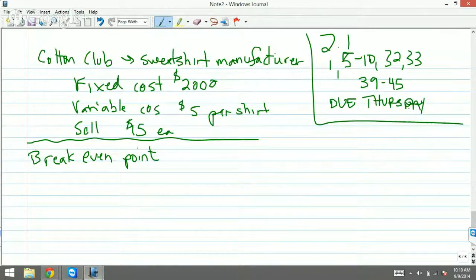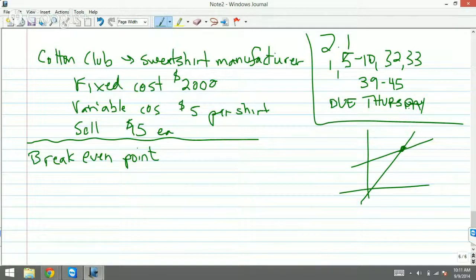So obviously they have to spend money before they make money, right? So they've spent $2,000 plus $5 for each one they produce. They're making $15 profit starting at zero. So at some point they're going to cross that break-even point. It'll look something like this. At some number of sweatshirts, they will break even at $0 profit.